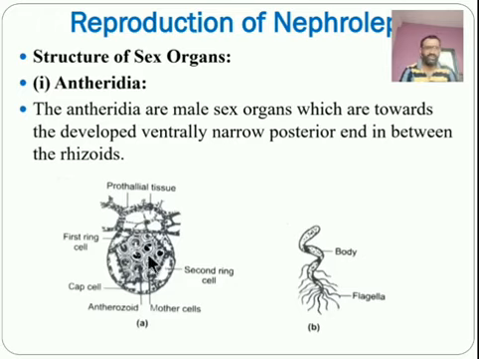The first ring cell is at the proximal end, the second ring cell is at the middle, and at the apical part the third, cap cell is there. The body of the antheridium is filled with antherozoids. Here, the small circular cells are present. These are not directly antherozoids but antherozoid mother cells, each of which metamorphoses into a single male gamete called the antherozoid.